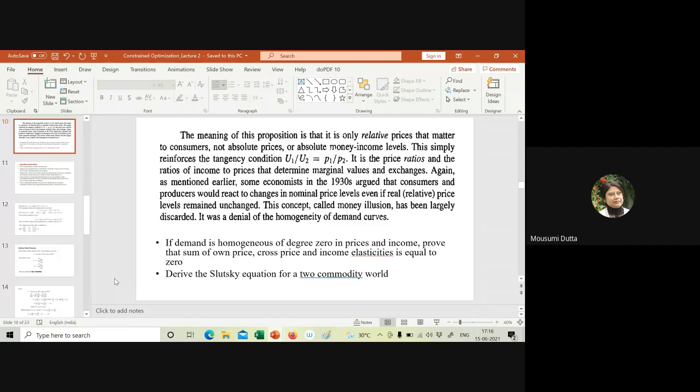Okay, so please write down a question. An individual lives in a two-commodity world. An individual lives in a two-commodity world. How will his purchases change if prices and income, if prices and money income are doubled?